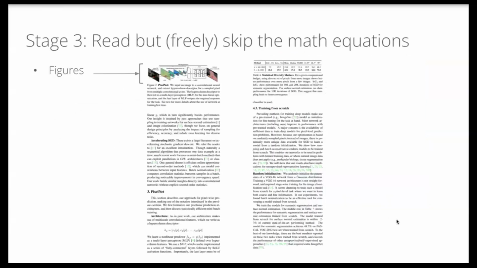So, by now, we have enough context to dig deeper into the paper. This involves thoroughly understanding the author's reasoning for choices of model architecture and experiments. Now we go through the rest of the paper, that is, the figures, methodology, and experiments. But we skip the math equations.